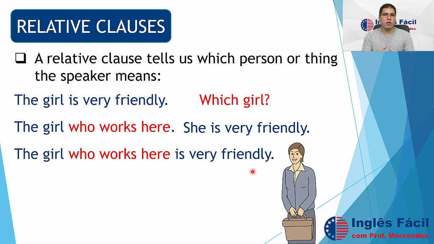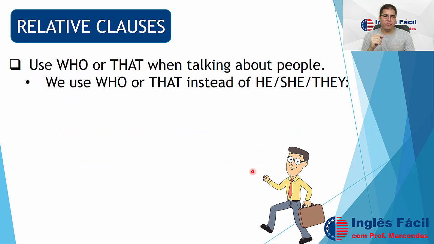Now, how can we use relative clauses, okay? The first kind of relative clauses we are going to see today are the relative clauses that talk about people, just like the one we just saw, okay? So now, use who or that when talking about people. So every time we are going to give information about a person, we can use who or that, okay? Now, we use who or that instead of he, she, or they, okay? So who or that, in this case, is going to replace he, she, or they, okay?